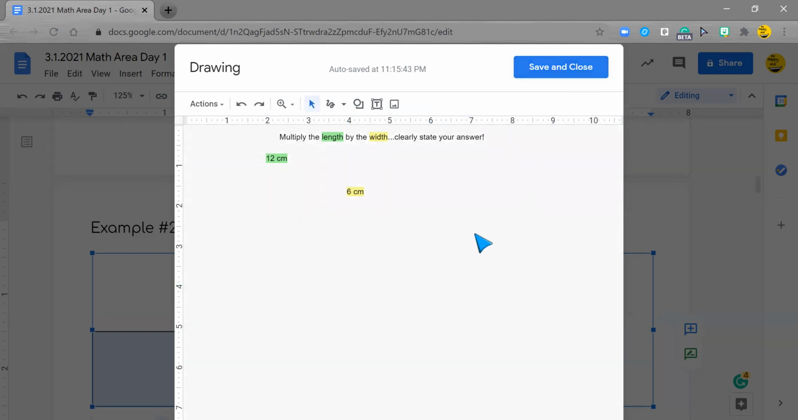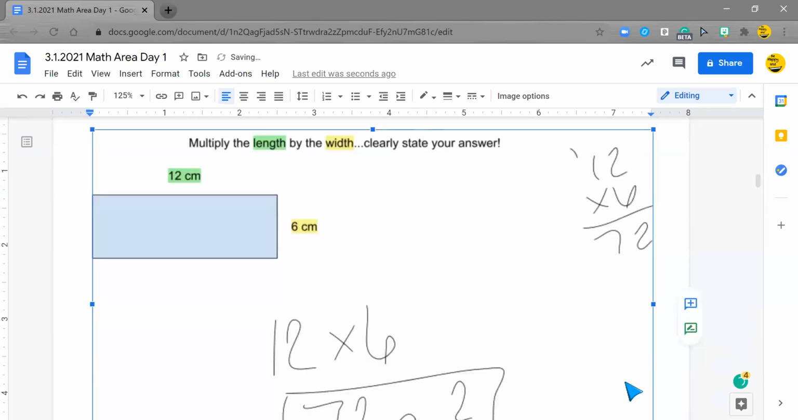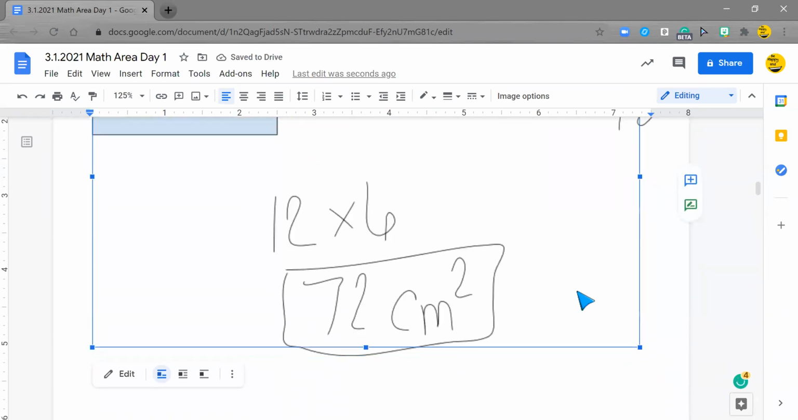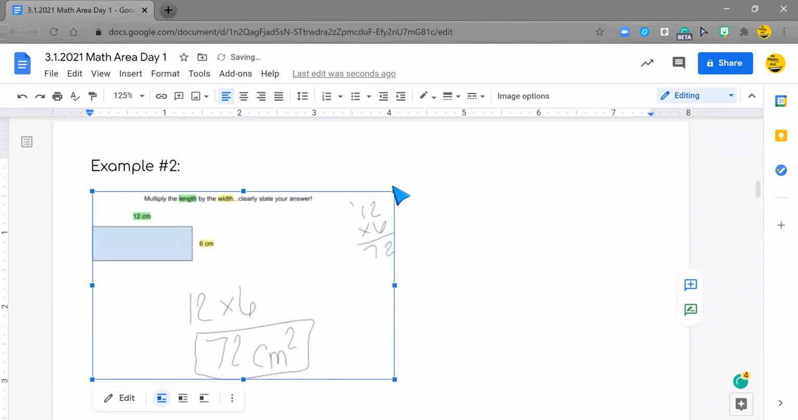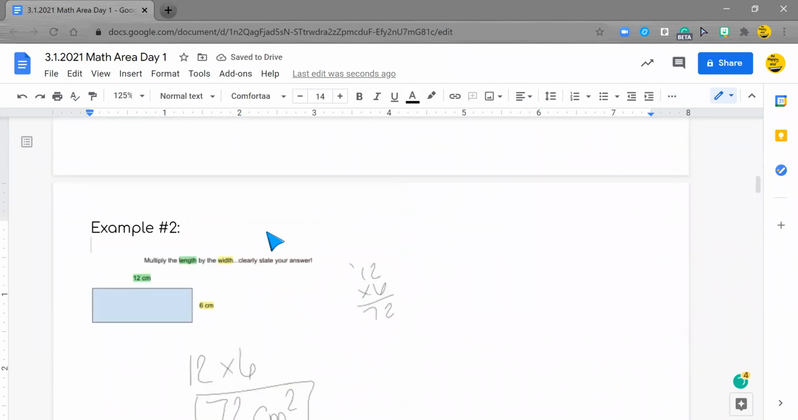I'm going to hit save and close, and yes, I'm going to make it smaller only because it doesn't need to be that big, and for some reason it thinks it does. So right here next to my example, if my Scribble is not working, I'm going to do 12 times 6 equals 72 centimeters. I'm going to use my caret right now, squared.